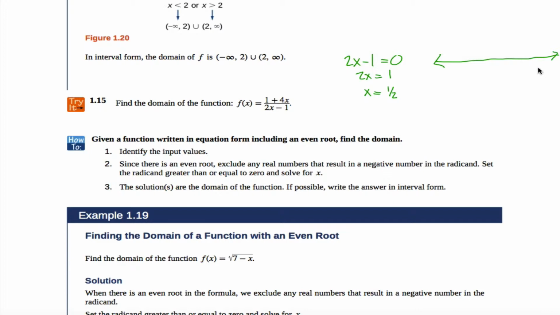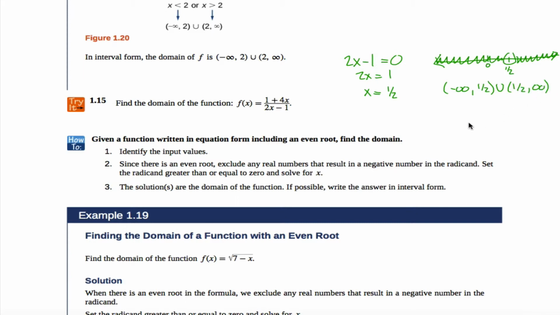If you want to draw that with a number line, you could say 1/2 is, I don't know, maybe right here. And I do not want that. I want everything that's smaller than that, less than, and everything that's greater than that. In interval notation, I'd say that's everything from negative infinity up to 1/2, union, everything from 1/2 up to infinity.